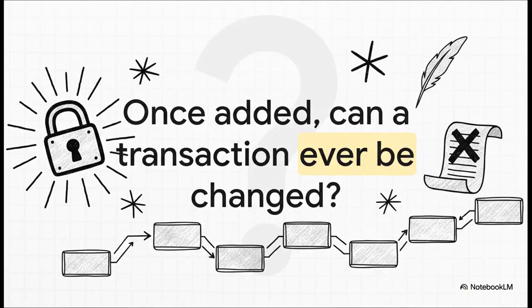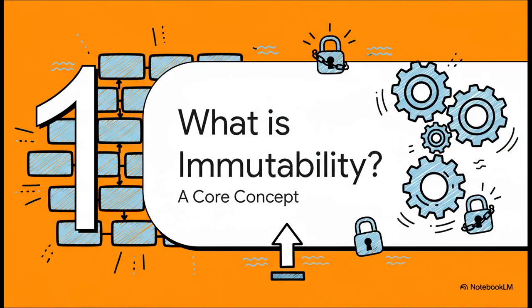All right, let's dive right into the big question. Once a transaction is on a blockchain, can it ever be changed? Can you go back and tweak the details later? It's a simple question, but the answer, well, that's what makes this whole technology so revolutionary. And the answer really boils down to this one single idea: immutability.